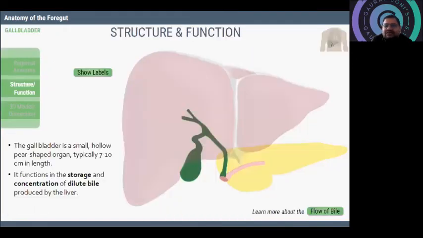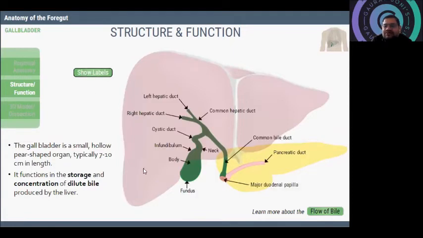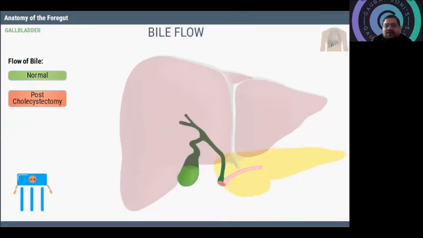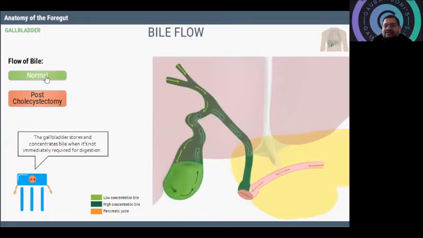On the structural basis, the gallbladder is a small, hollow, pear-shaped organ, typically 7 to 10 centimeters in length. It functions as the storage and concentration site of bile. If you see the different parts, there is fundus, body, infundibulum, neck, cystic duct, right hepatic duct, left hepatic duct, common bile duct, pancreatic duct. If you see the bile flow, the normal bile flow is like this.